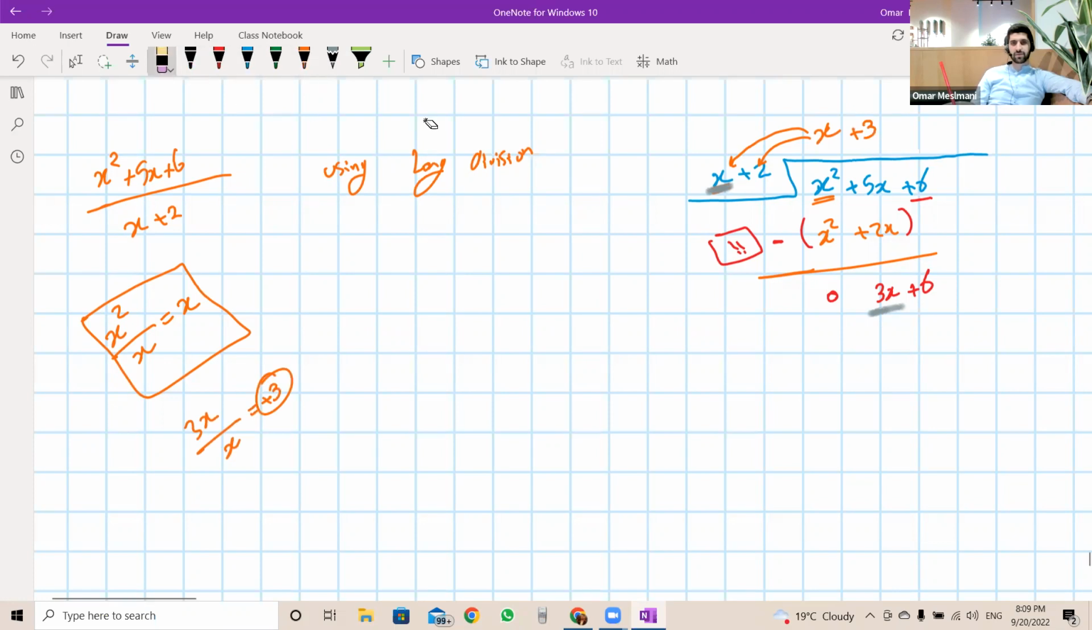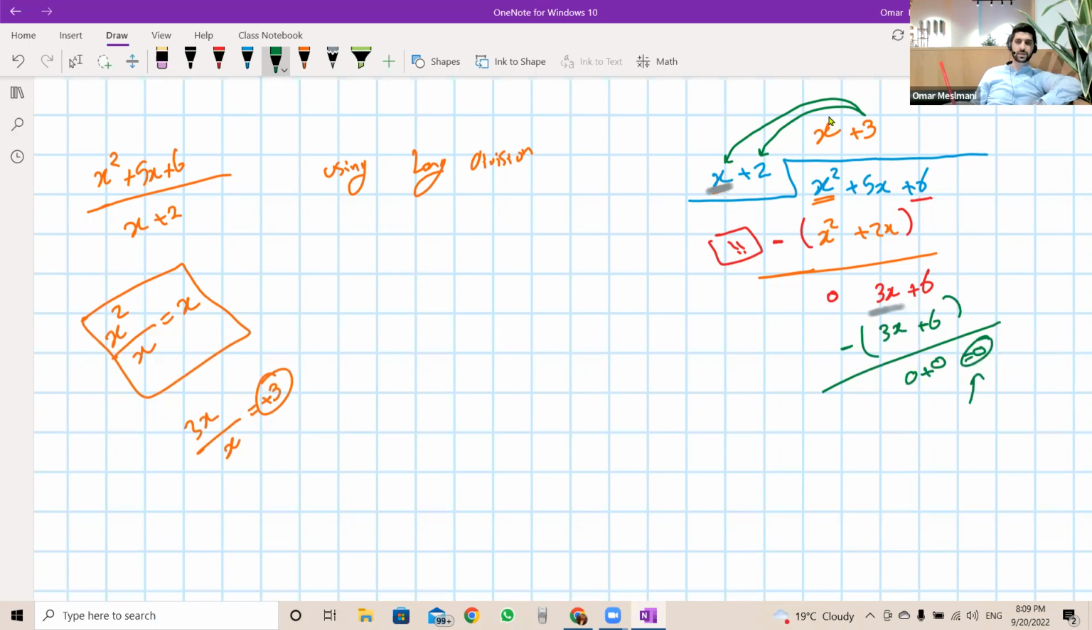Then this positive 3, I'm going to take it and re-multiply it up. So we'll take the 3 by x, and a 3 by 2. So 3 times x, what is it? It is a 3x. 3 times 2 is going to be 6. You subtract, and basically 3x minus 3x, 0. 6 minus 6 is a 0, so there is no remainder. Once there is no remainder, this is your answer. So the answer of this expression is x plus 3.